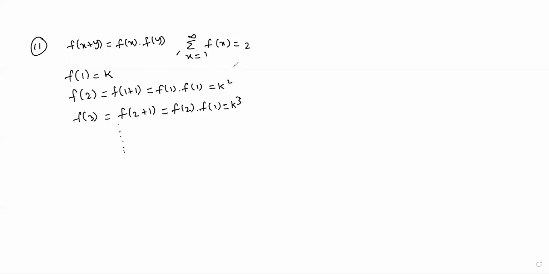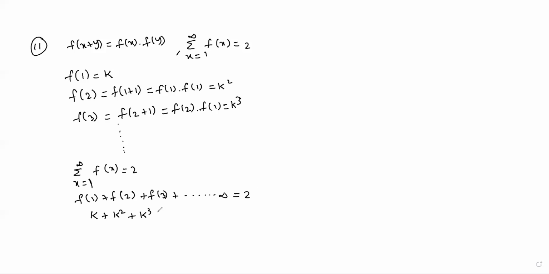Now coming to this sequence, summation x equal to 1 to infinity f of x is equal to 2. Substituting x values 1 up to infinity, what will you get? F of 1 plus f of 2 plus f of 3 and so on up to infinity. This equals 2, which is already given. F of 1 is nothing but k, then k square, k cube, plus and so on to infinity.